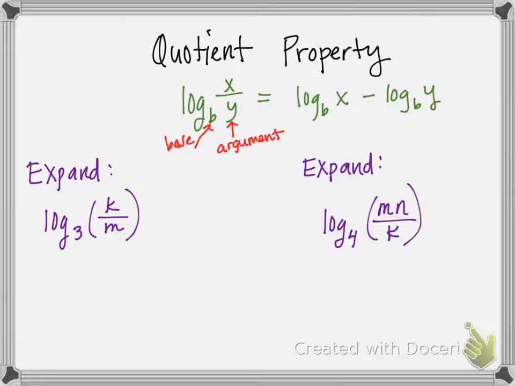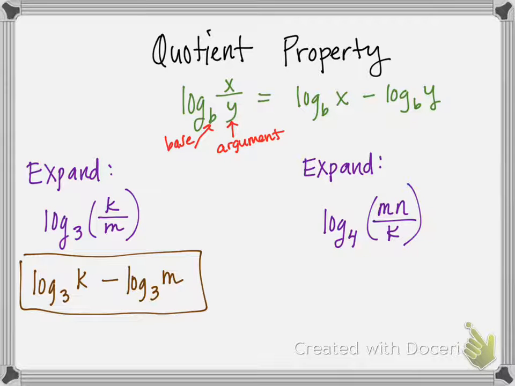So for this first one, I have log base 3 of k over m. So I'm going to separate this using the quotient property. So log base 3 of k, because k was in the numerator, minus, because again the quotient property says subtract the logs, minus log base 3 of m. And this would be the expanded form.